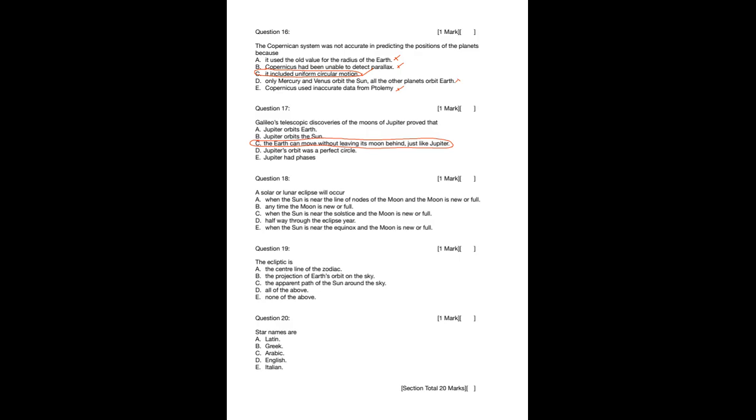Question 18. A solar or lunar eclipse will occur: A, when the sun is near the line of nodes of the moon and the moon is new or full; B, anytime the moon is new or full; C, when the sun is near the solstice and the moon is new or full; D, halfway through the eclipse year; or E, when the sun is near the equinox and the moon is new or full. The correct answer I'm looking for here is A, when the sun is near the line of nodes of the moon and the moon is new or full.